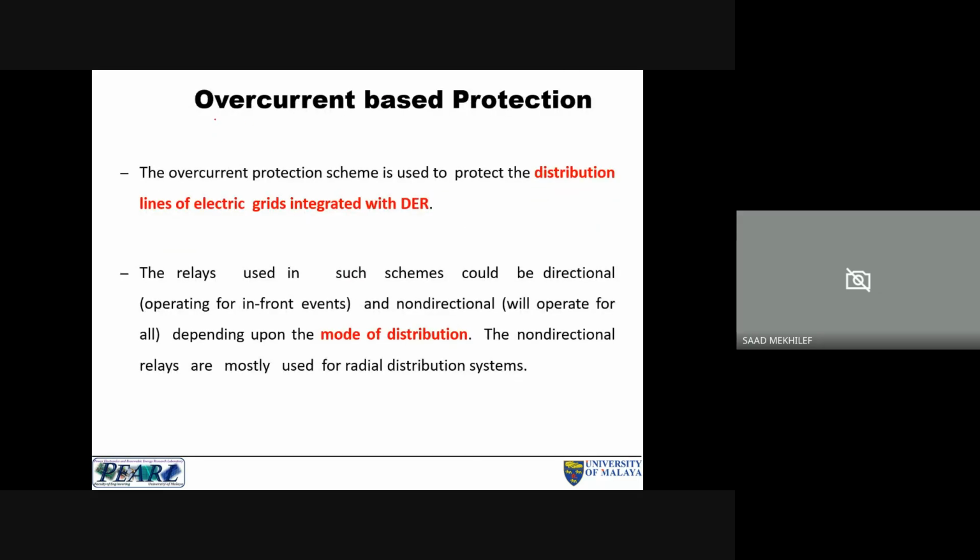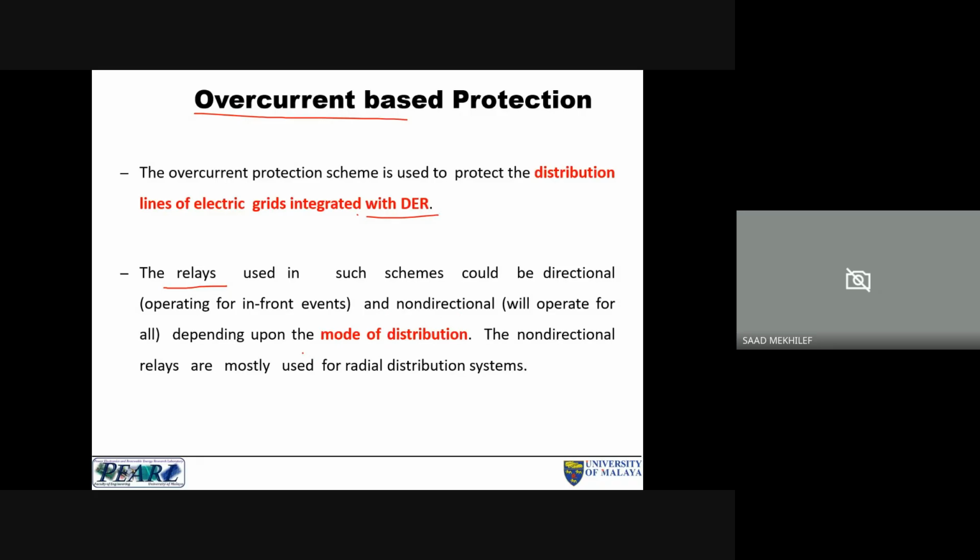Also, we have the last one. I think this is the overcurrent based protection. Okay, in overcurrent protection, we protect distribution lines of the electrical grid integrated with the DER. The relays are used, and such schemes could be directional, operating in front of the event, or non-directional.